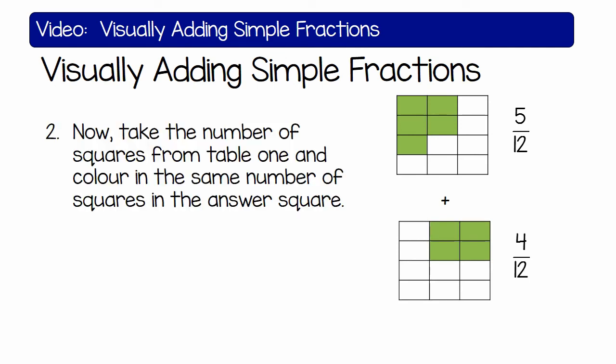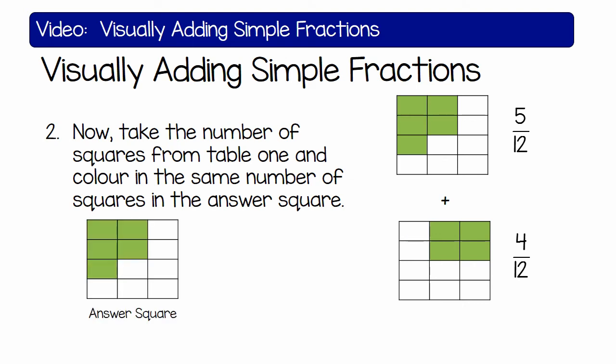Now, we have 5 out of 12 plus 4 out of 12. What comes next? Well, now take the number of squares from table 1 and color in the same number of squares in the answer square. This is our answer square showing the 5 colored squares.